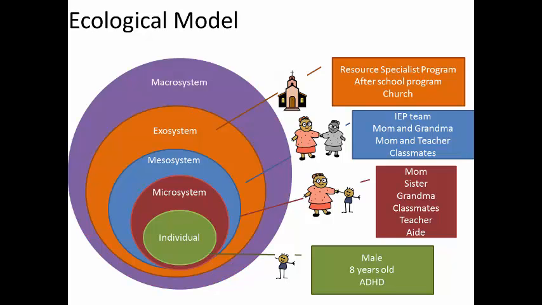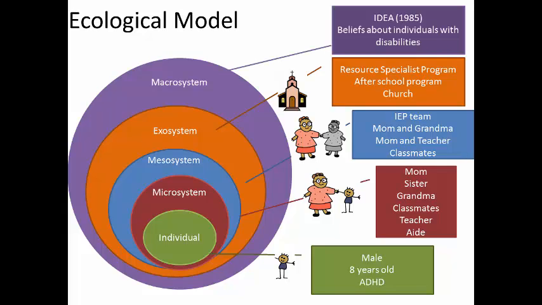And the last system is the macrosystem. This is the largest system and incorporates cultural values and beliefs. So for example, policies such as IDEA, which was established in 1985 and provided guidelines in terms of resources for individuals with disabilities, would be in the macrosystem, as well as even just general attitudes or beliefs about individuals with disabilities. So the times we live in dictate the beliefs that we have, and therefore also have an influence on the individual.